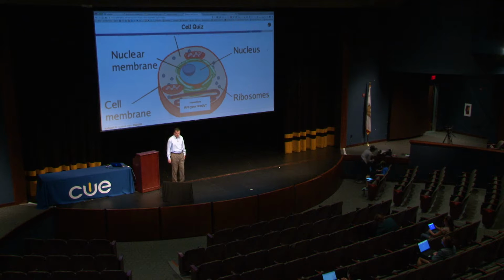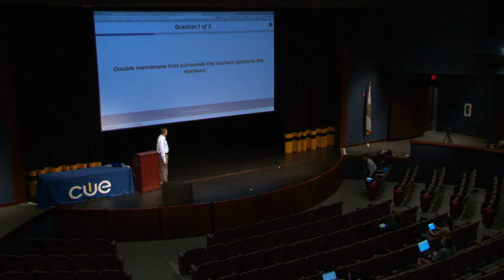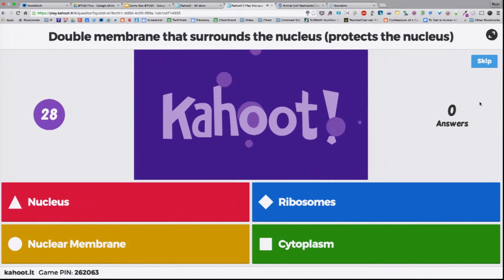There's 5 questions. Okay, it's all about the animal cell. It'll go through on its own. So here's the first question. And there's your answer choices. You're going to match your shape and color on your device. I like the dramatic music. And it will advance on its own once we either hit everyone with an answer or the time runs out. It's set right now, I think, on 30 seconds.